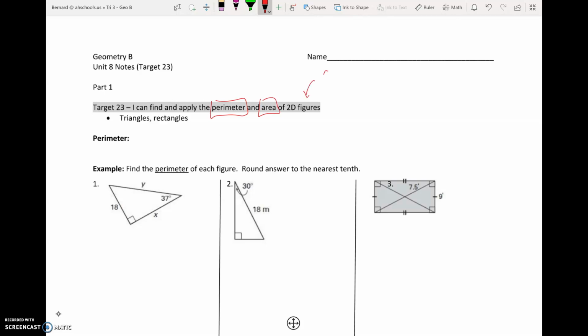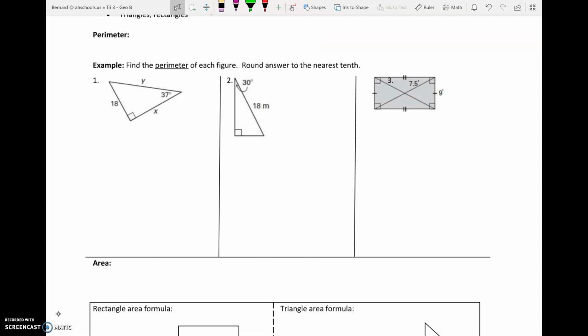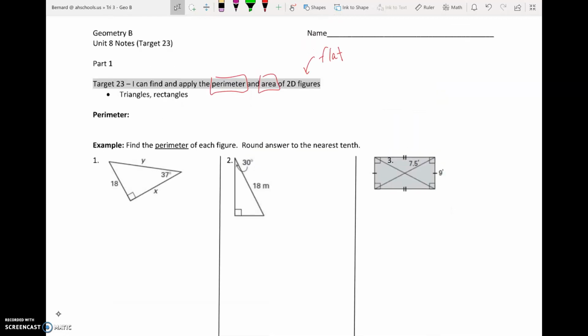Now, remember what 2D means? This is like flat shapes, right? Not 3D figures. And so, triangles, rectangles, squares, parallelograms, rhombuses, kites, trapezoids, those are the kind of shapes we're going to work with during this unit. And we're going to take them one at a time. So as you can see, today we're going to talk specifically about triangles and rectangles.